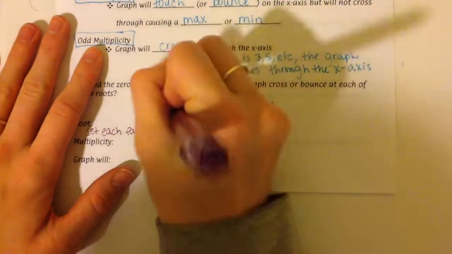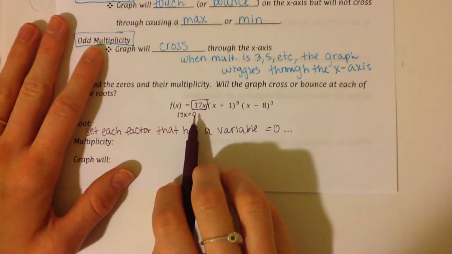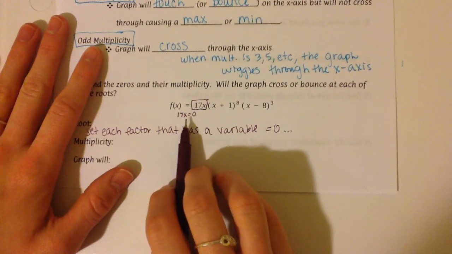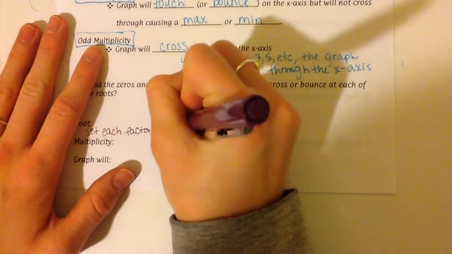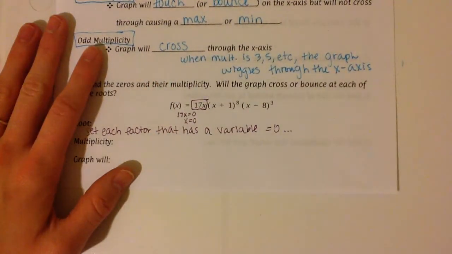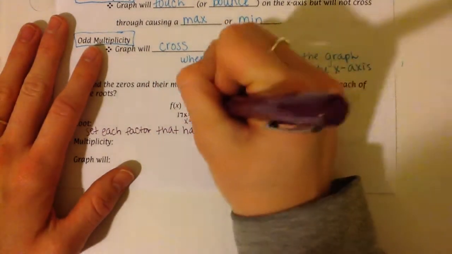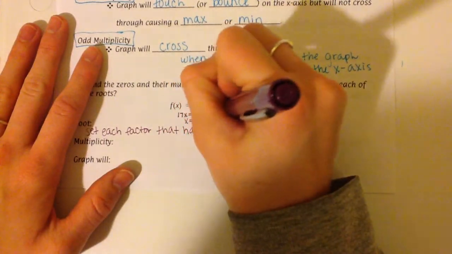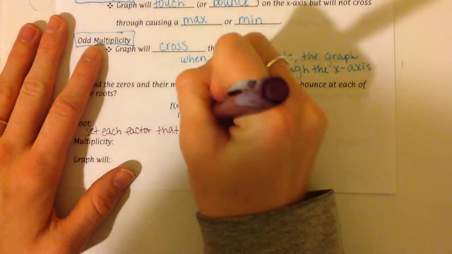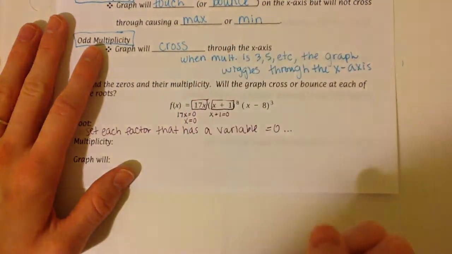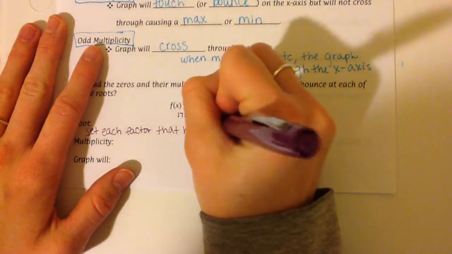So we have to set that equal to 0. So if we take 17x equals 0 and we solve for x, we'd have to divide both sides by 17. Well, 0 divided by anything is 0, so x would be 0. Our next one, we have x plus 1. We have to set that equal to 0. So x plus 1 equals 0. If we subtract 1 from both sides, we get x equals negative 1.